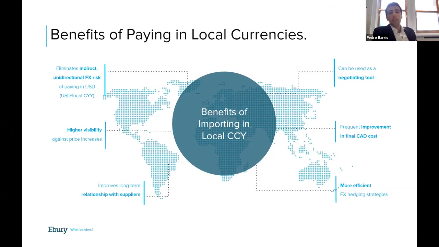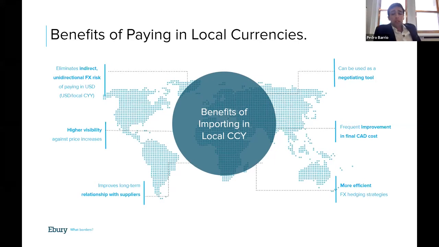And then it can also be used as a negotiating tool. So it can also be used proactively by the Western importer as a way of eliminating that FX risk faced by the exporter, and a way to achieve more competitive pricing as a result of it.